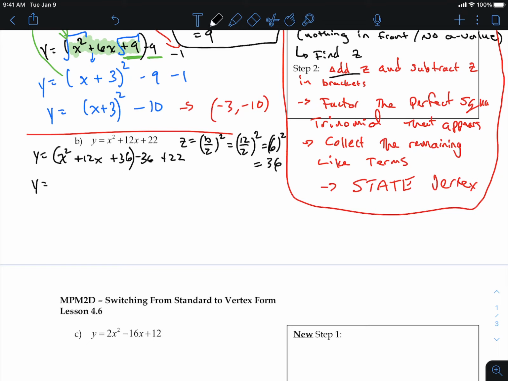I need 2 numbers that multiply to 36. You know what? You can do this one of 2 ways. You could find 2 numbers that multiply to 36 and add to 12. What are those 2 numbers? Probably 6 times 6. Probably is the right answer. Is it positive 6 and positive 6?